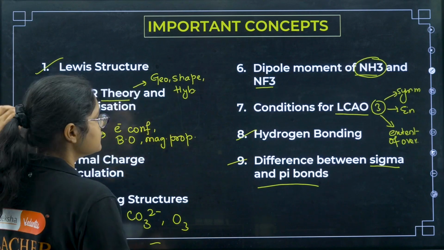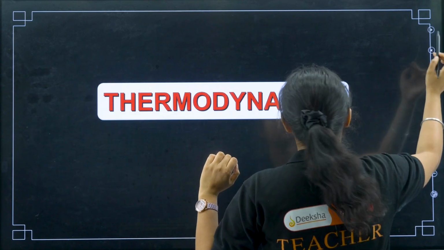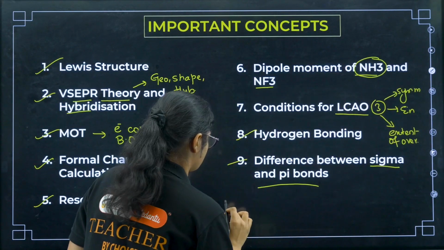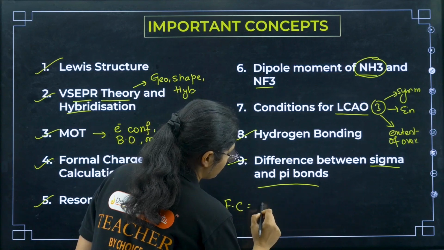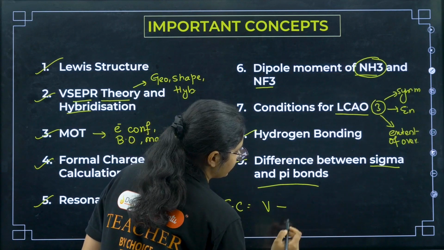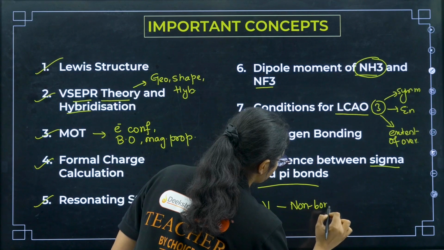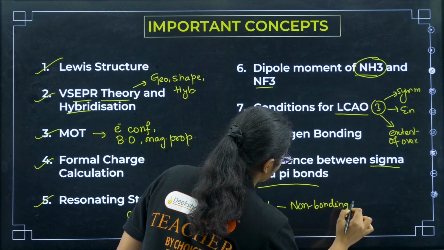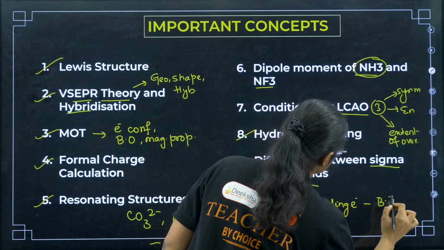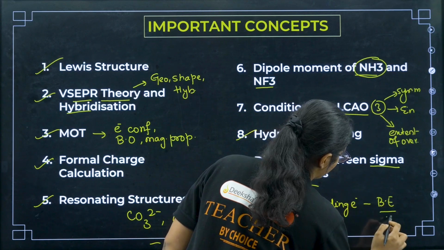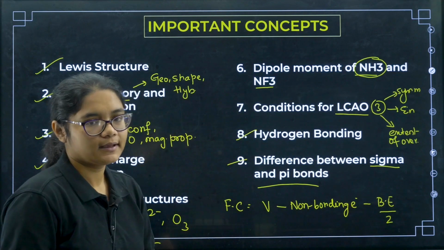So here I'll tell you the formula for formal charge. Total number of valence electrons minus number of non-bonding electrons minus bonding electrons by 2. Okay, clear?